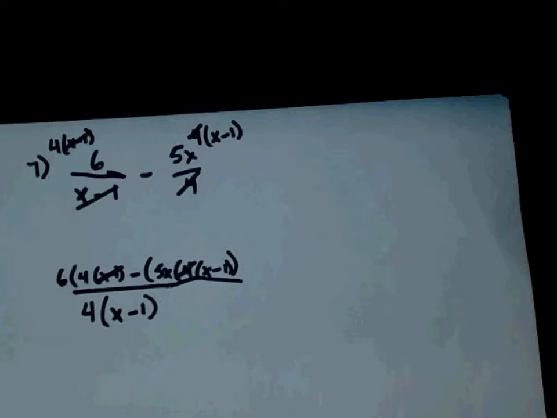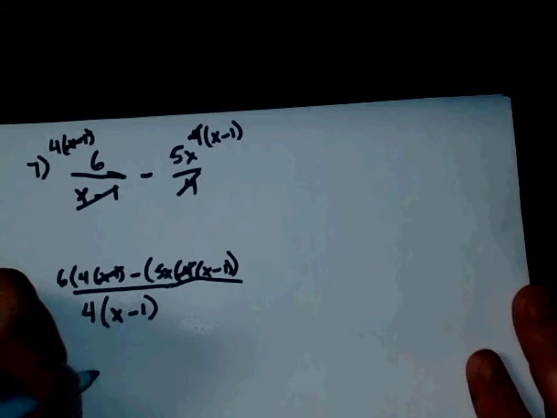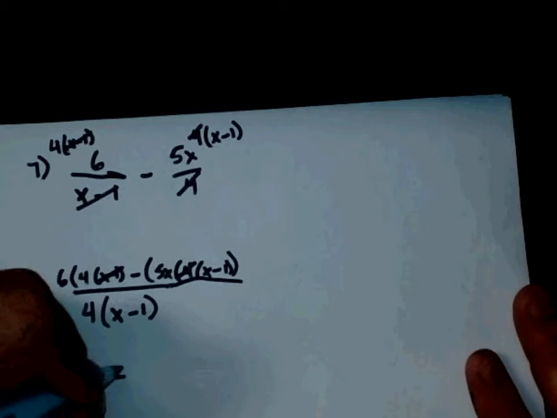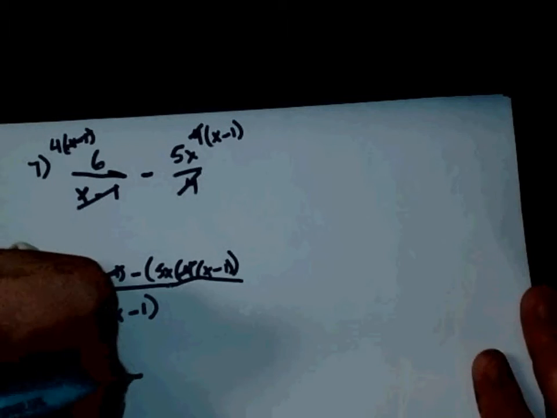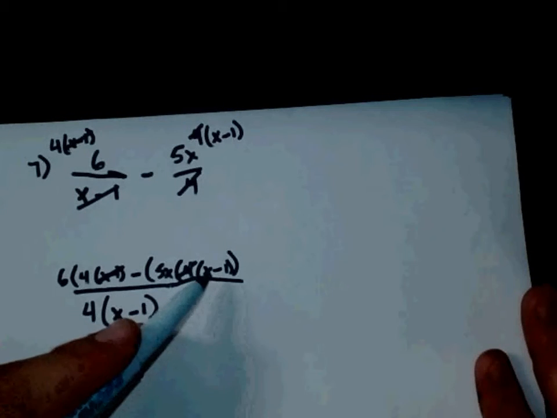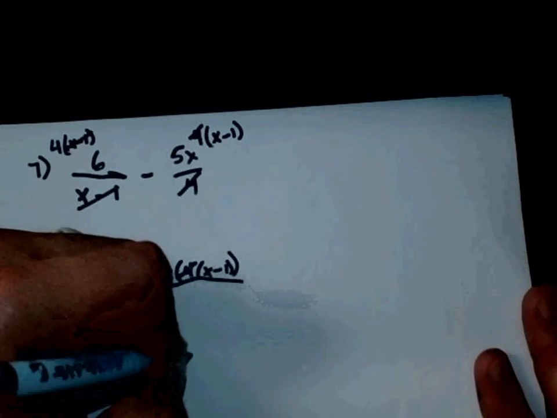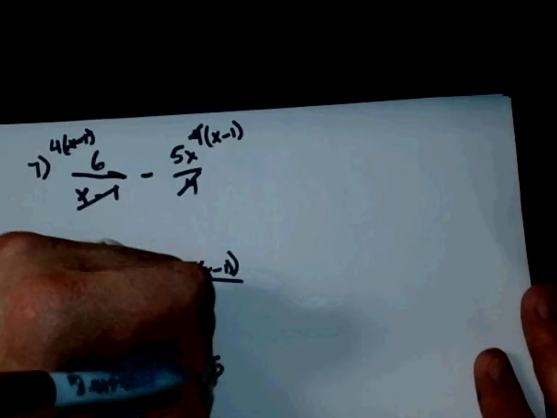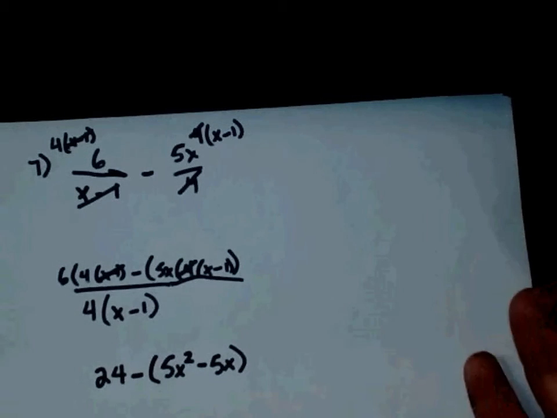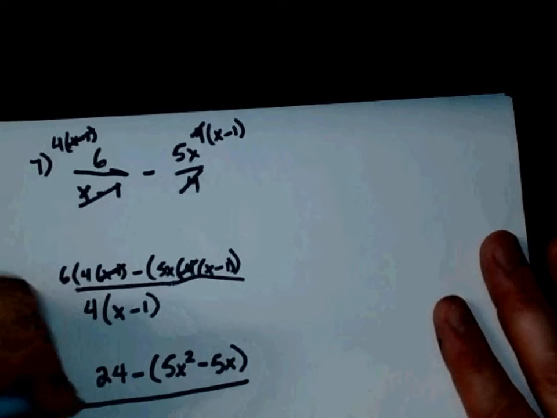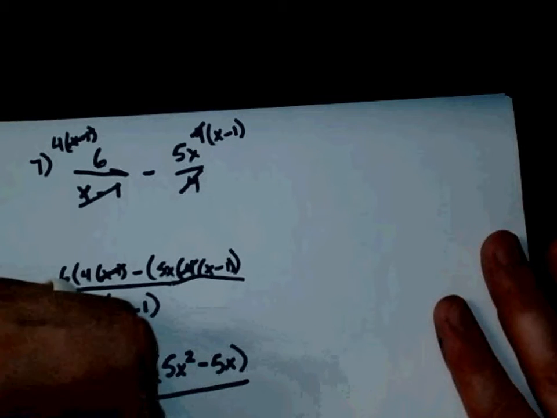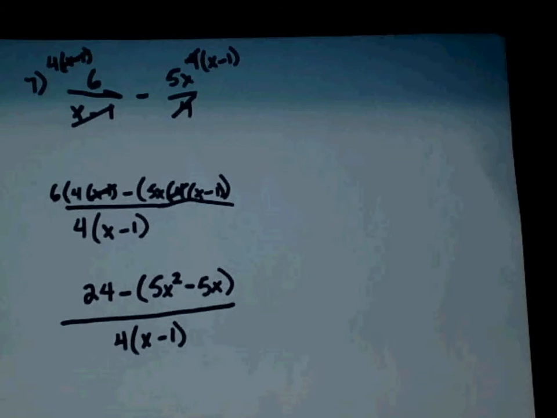Okay? And so what I have left over here is 6 times 4, which is 24, minus 5x times x minus 1. And so this is going to become 5x squared minus 5x. And my bottom is going to be 4 times x minus 1. That's what I have so far. Okay? Everybody okay with me?